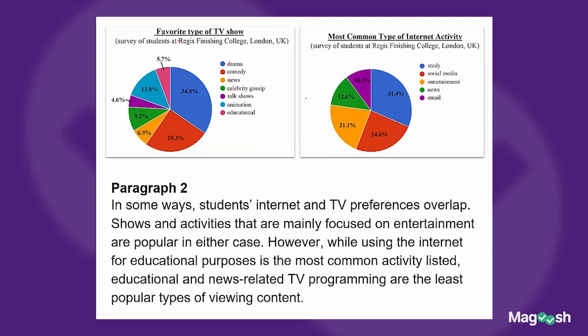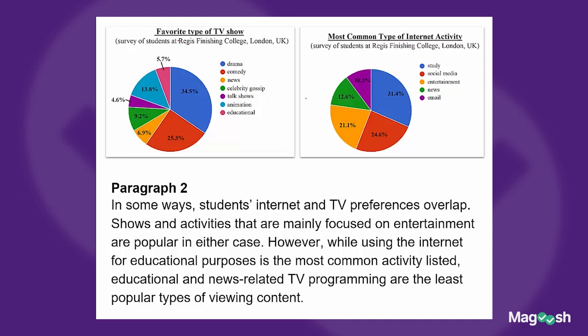Let's continue. In some ways, students' internet and TV preferences overlap. Shows and activities that are mainly focused on entertainment are popular in either case. However, while using the internet for educational purposes is the most common activity listed, education and news-related TV programs are the least popular types of viewing content.